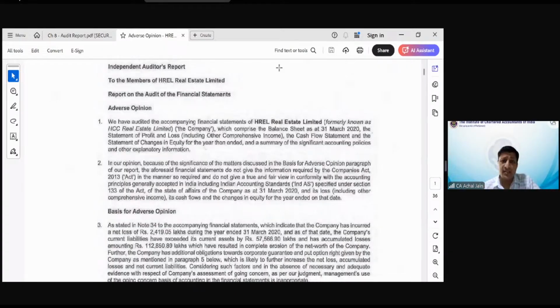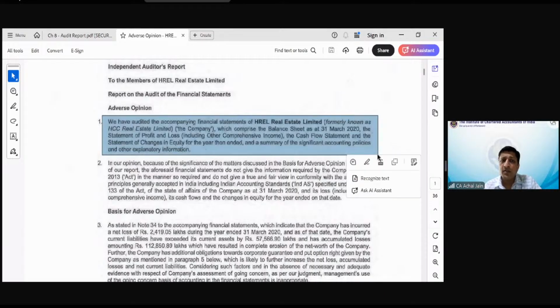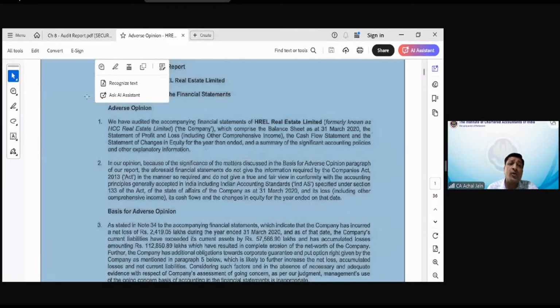So now the auditor says, once again, the same wording he is using. We have audited the financial statements of the company, which comprise balance sheet, statement of profit and loss, cash flow, all of these things. If you remember, same para was there in case of clean opinion. Same para was there in case of qualified opinion. Correct? So that means first para doesn't change. That remains same. Why? Because auditor is saying that this is what we have audited. Yes or no? Yeah.